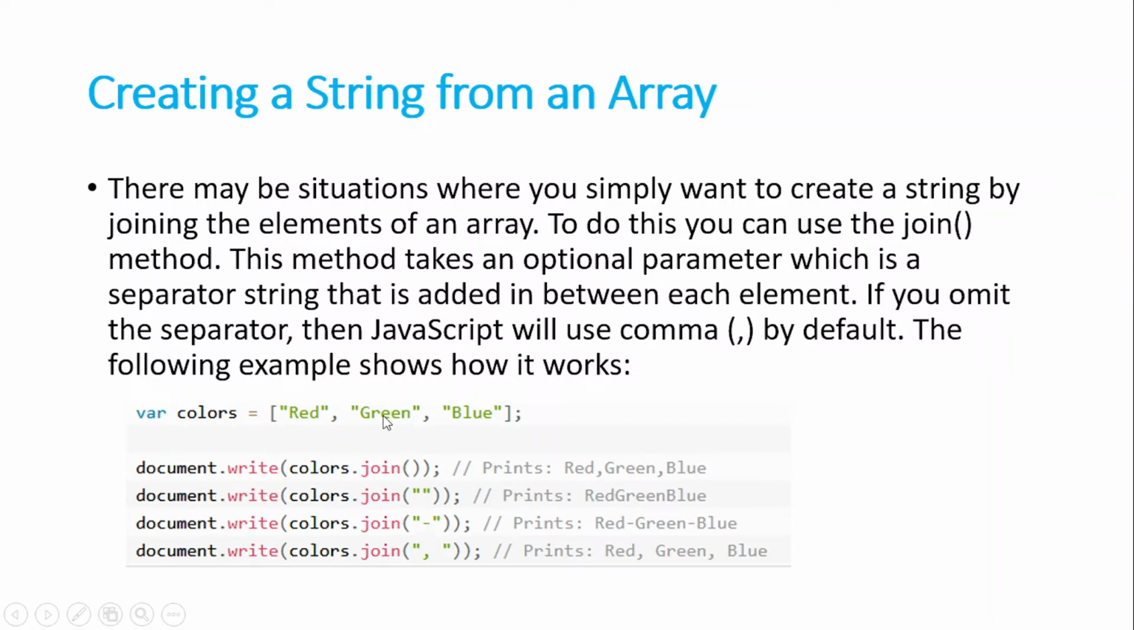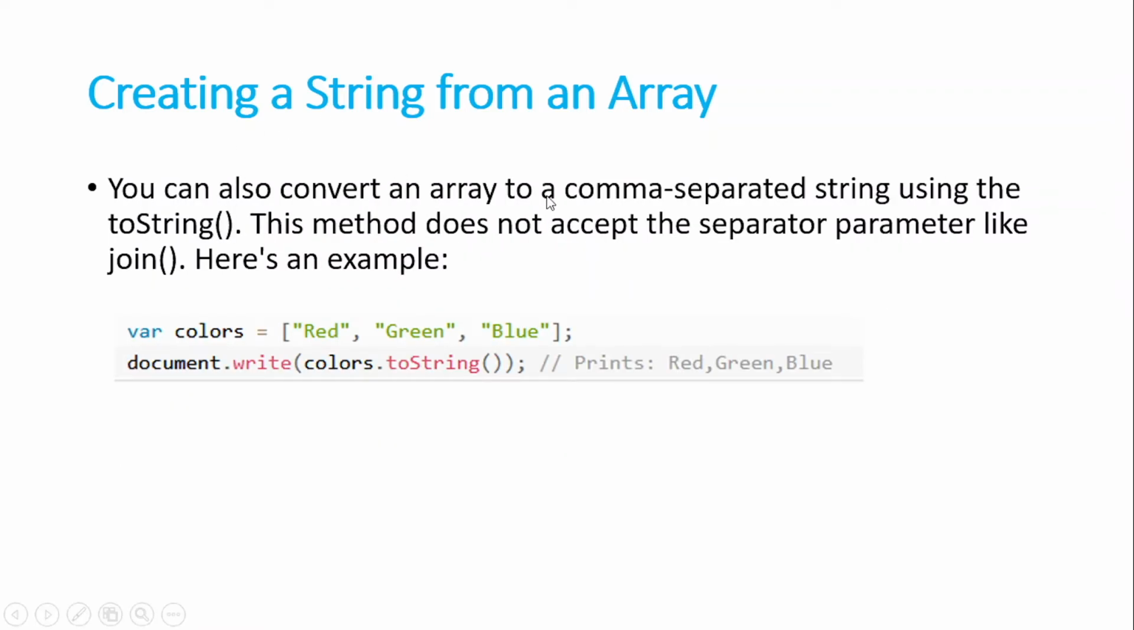Or if you want to specify minus or any other symbol as a separator, you can use that separator in the double quotes. So you can see dash will be used as the separator between the elements. You can see red dash green dash blue. So this is now our separator. We can also add comma space as a separator, multiple characters. So that will also be added between the elements. So now it is treated as a string. So to convert an array into a string, you will be using the join method.